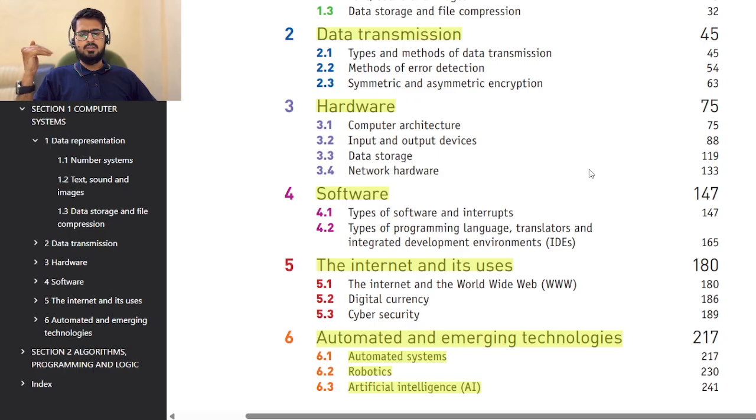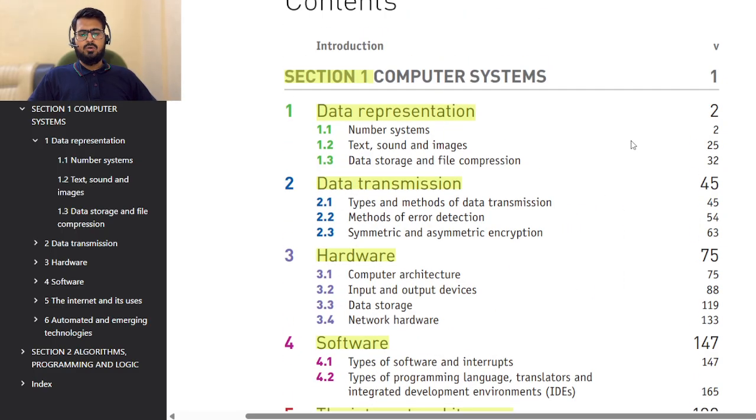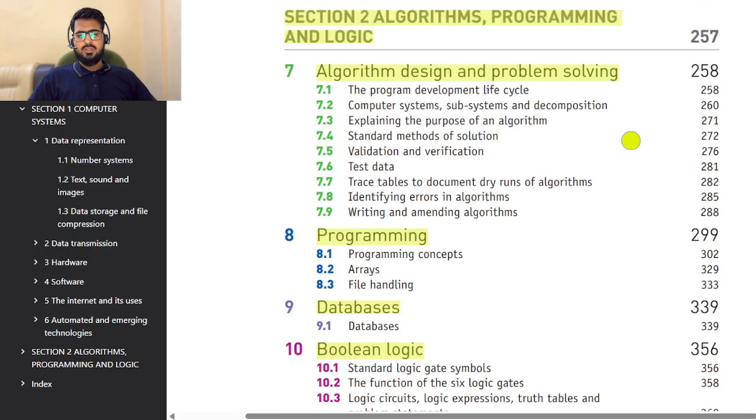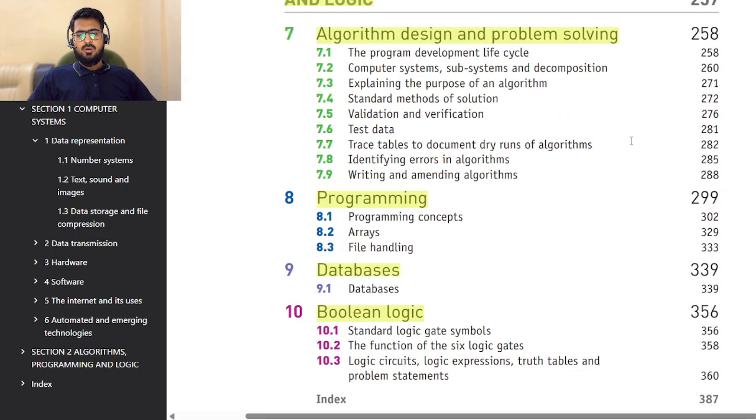So these are the highlights of Paper 1, and all of it is about definitions and fundamental concepts and things like that. On Paper 2, which is Section 2 in your book, we will see, for example, as I gave you the example, that you are building a school management system for your school.